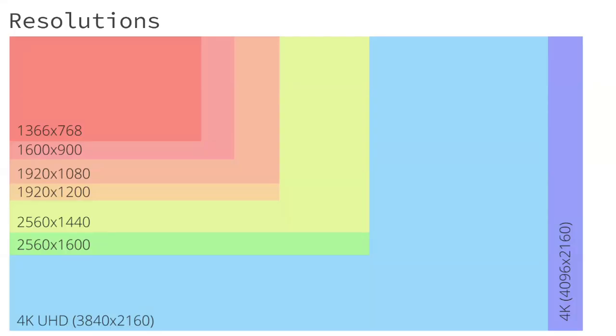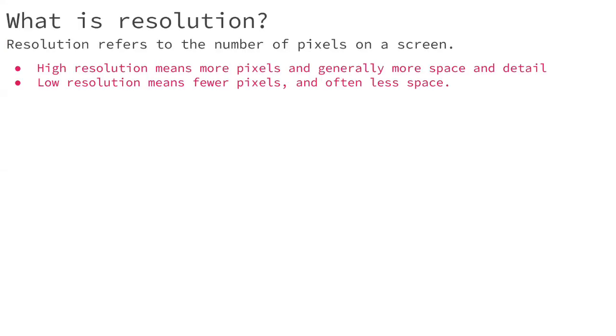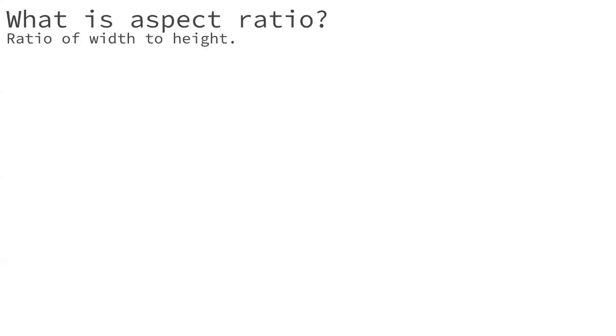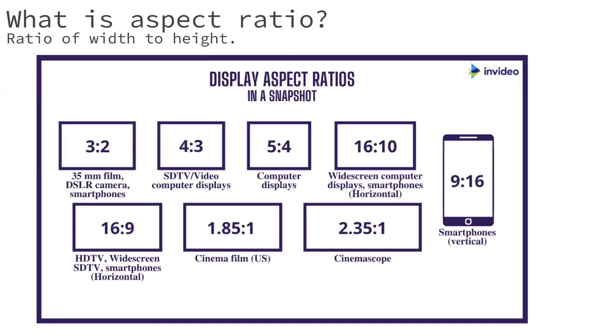I want you to tell me your phone's battery power. How long does it take to charge? Basically, get your phone specifications. What is your phone's screen resolution? What's the size of your phone screen? How many inches or centimeters? And I also want you to find out your phone's aspect ratio. We'll discuss resolution in a bit more detail, and we'll discuss aspect ratios later as well.